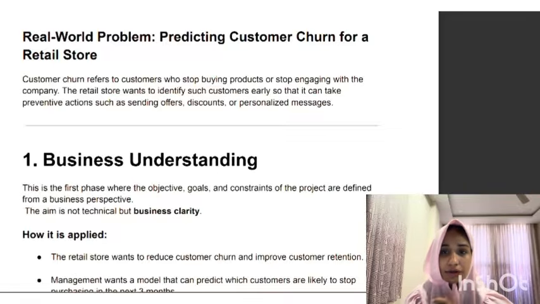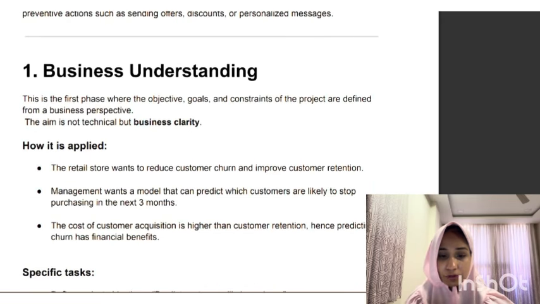So what are the different phases of CRISP-DM? First is business understanding. This is the first phase, where the objectives, goals, and constraints of the project are defined from a business perspective. The aim is not technical but business clarity. So what is our business, what are our objectives, what are our goals? These are all identified in it.